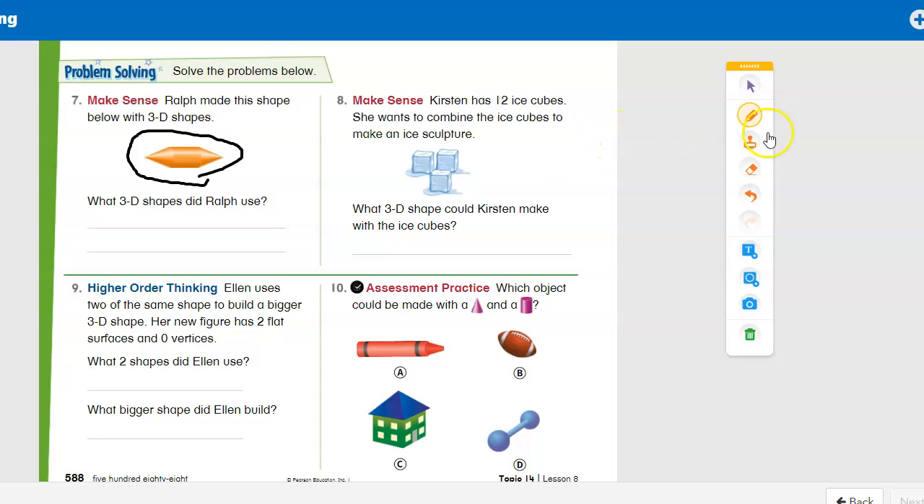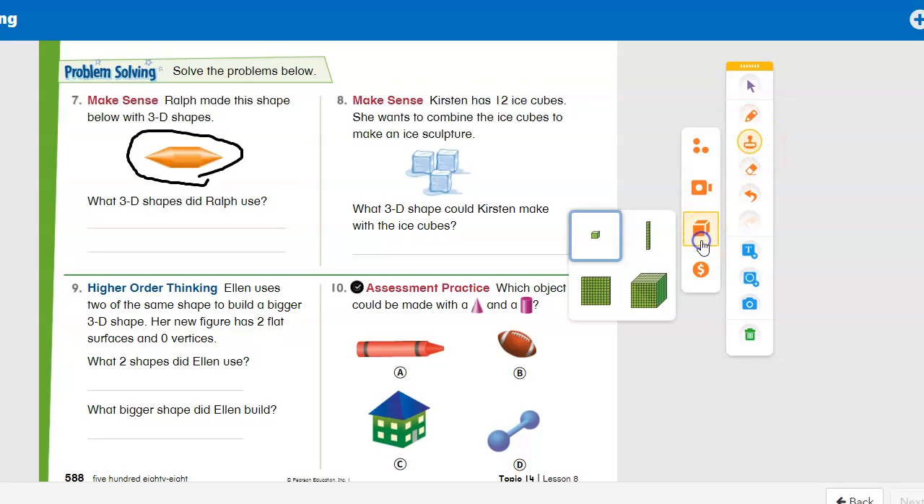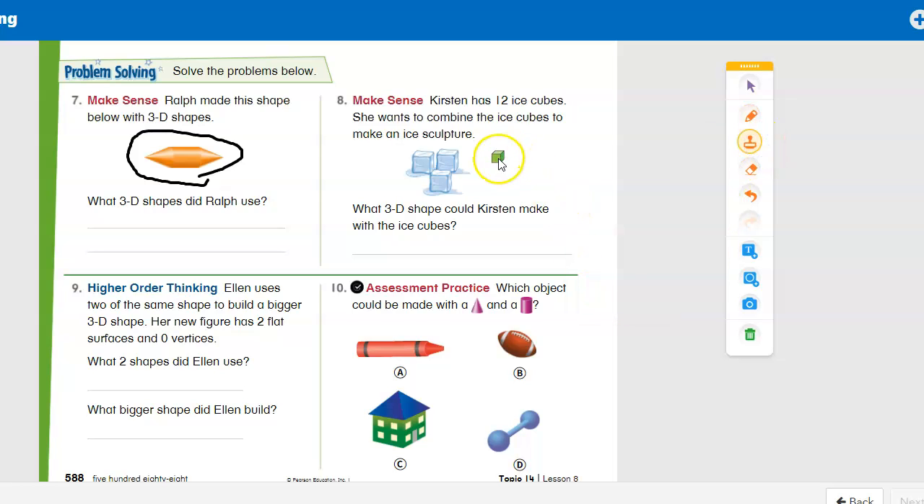So let me show you an example. If I had the ice cubes, could she stack them this way? That's a possibility. Or she could stack the ice cubes this way. So if she were to do that, what 3D shape does that make?